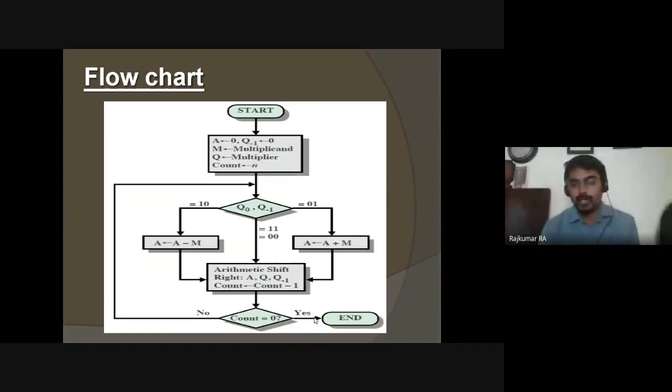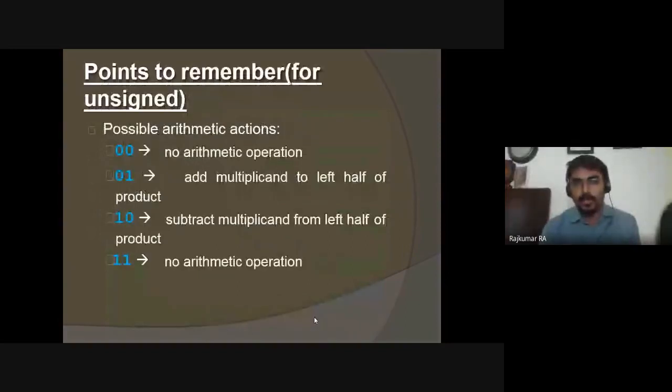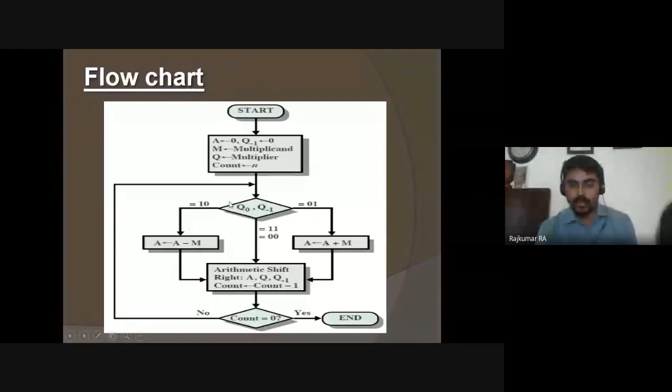And if both are 0 0, there is no arithmetic operation, and if both are 1 1 also, there is no arithmetic operation. And once we have 0 1, that means Q0 is 0 and Q minus 1 is 1, then we have to perform the addition. And when Q0 is equal to 1 and Q minus 1 is equal to 0, then we have to perform the subtraction. In the same way, based on the Q0 and Q minus 1 value, here we have the 1 0.